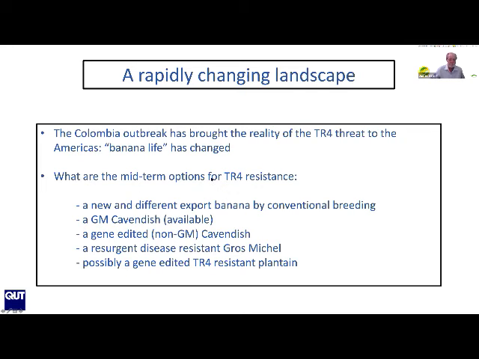So really the midterm options, I think, are going to be a new and different export banana by conventional breeding. So this would be something else other than Cavendish. A genetically modified Cavendish, which is already available. A gene-edited non-GM Cavendish, which we think is certainly in the pipeline. Maybe even going back and developing Gros Michel with resistance to race 1 and tropical race 4. And maybe also doing the same sorts of things with plantains, which are very, very important, particularly in Ecuador.